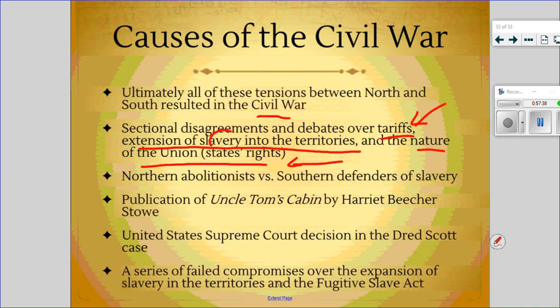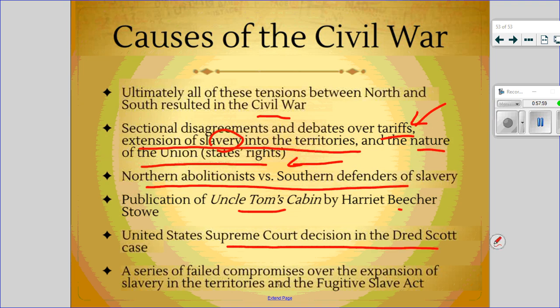All right? Slavery in the territories. Guys, don't let anybody twist this for you. The Civil War was about slavery, and slavery was the divisive issue. Okay? And it all boils down to that. Northern abolitionists versus Southern defenders of slavery. Don't forget about Uncle Tom's Cabin by Harriet Beecher Stowe. The United States Supreme Court in the Dred Scott case, remember they said slaves and former slaves can't be citizens, and the federal government can't regulate slavery in the territories. And the failed compromises, the Compromise of 1820, the Compromise of 1850, and the Kansas-Nebraska Act, which, by the way, the Dred Scott decision invalidated all of those.